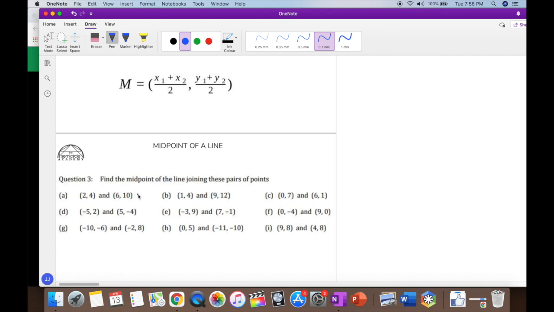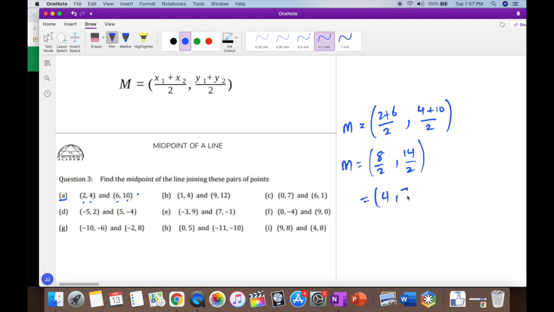So let's find the midpoint of these two here, right? A, so the midpoint M is equal to, I'll add the x's, 2 plus 6 all over 2, comma, I'll add the y's, 4 plus 10 all over 2. So M is now equal to 2 plus 6 is 8 over 2, 14 over 2, which is what? The point 4, 7 is the midpoint of M.